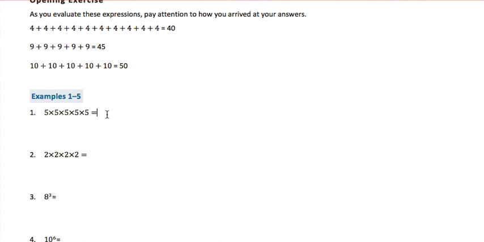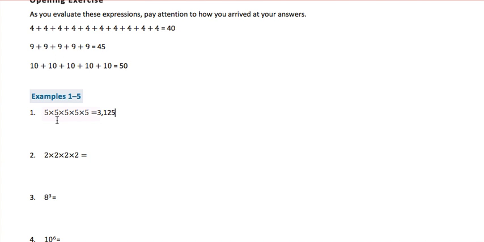Now, examples 1 through 5 look very similar to our opening exercise, except for one really important difference. And that is that in examples 1 through 5, we are talking about repeat multiplication, not repeat addition. So if I multiply 5 times itself 5 times, I'm going to get 3,125, which is very different from 25 that we would get if we repeat added our 5.